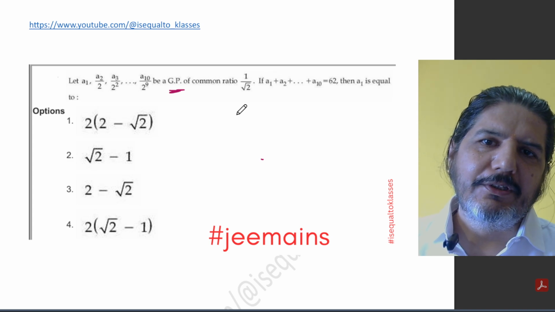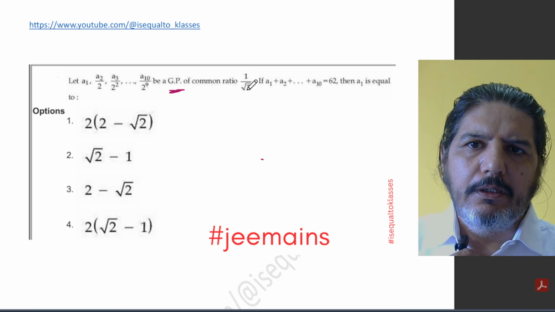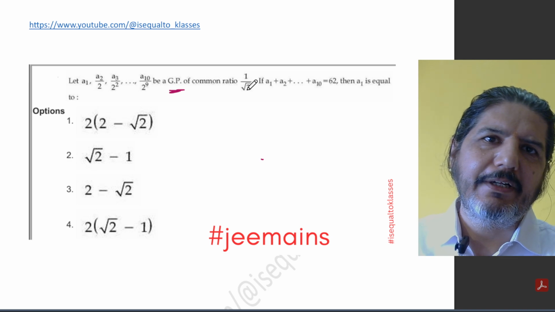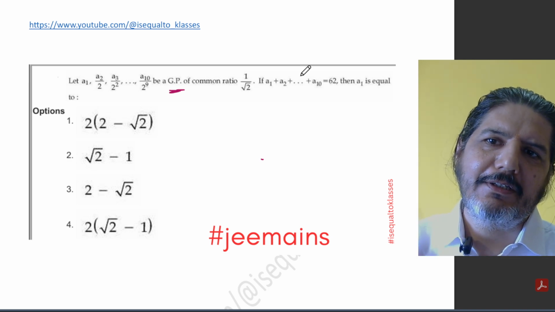What I found interesting about this question was that the concepts are from the syllabus, but then they have been given a very interesting shape. So let's start the question.